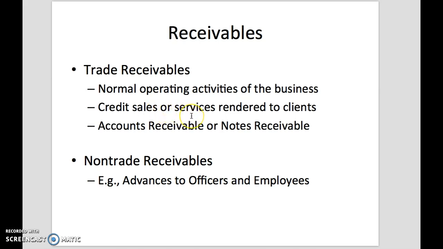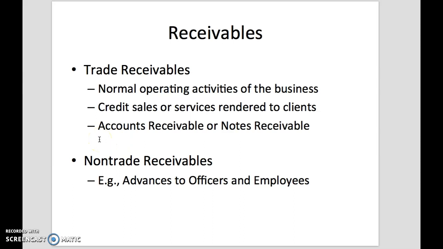Now, for services rendered to clients, let's say you are in the business of laundry and you've already washed the clothes of your client, but your client tells you, I will pay next month, then at that point, that would be an accounts receivable from the client. So we debit accounts receivable and credit service revenue.